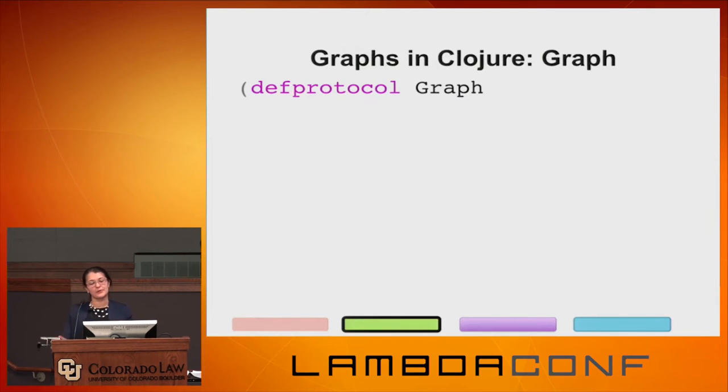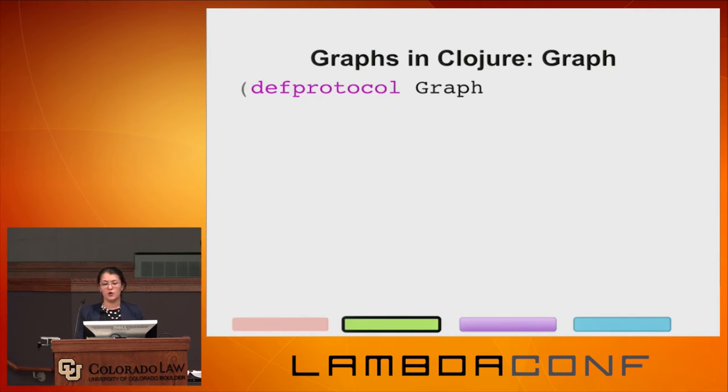So we define a protocol, which is an interface like in Java. I'm not familiar with Haskell that much, but I think it's more similar to type classes. I'll let the Haskell experts clarify that part. So we define a protocol graph, and we specify which functions you can call on a graph.